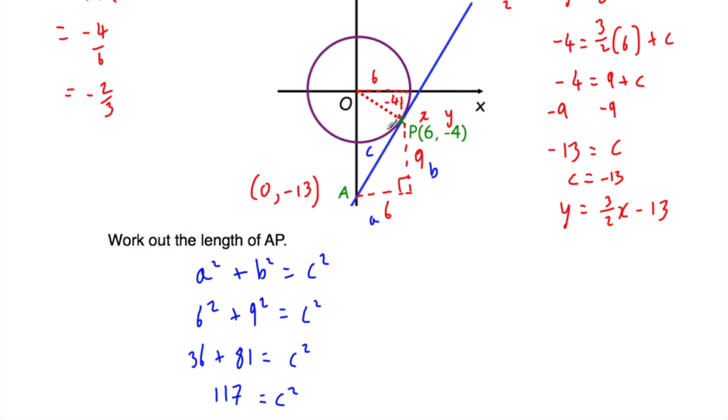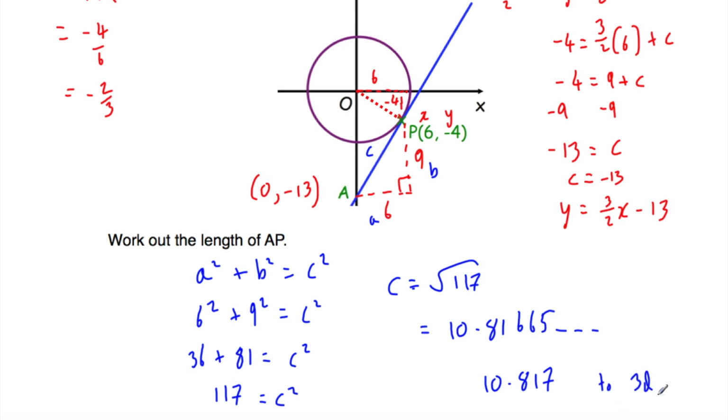Now, this length obviously isn't 117, that's C squared, so we need to square root it. C is going to be the square root of 117, and if we square root 117, that's equal to 3 root 13, or as a decimal number, 10.81665, and so on. I'm going to round it to 3 decimal places. That'll be 10.817 to 3 decimal places. And that's it. That's the length of AP to 3 decimal places.